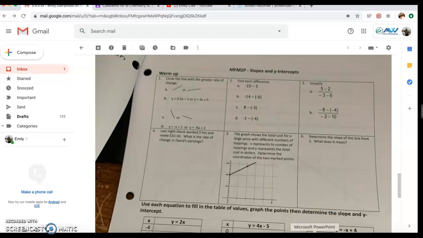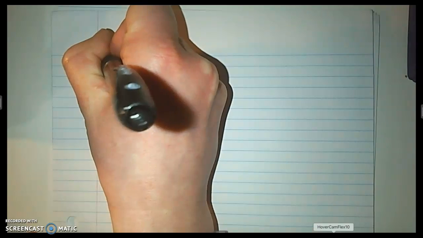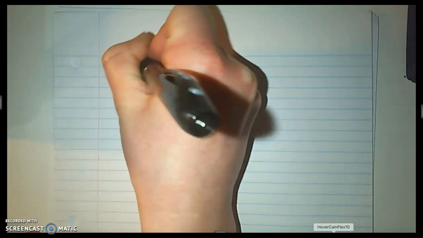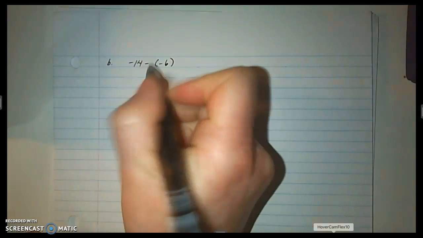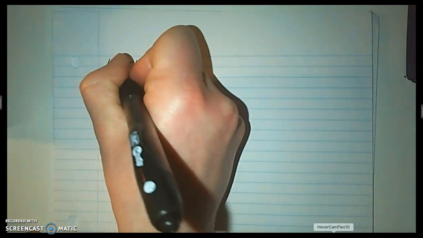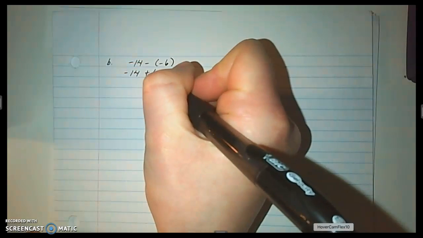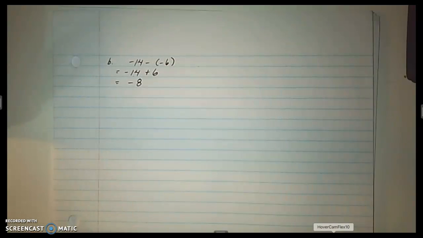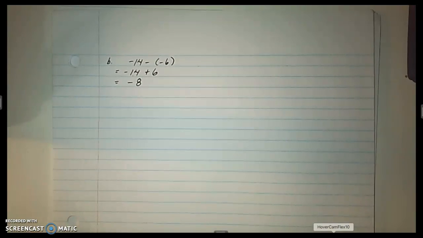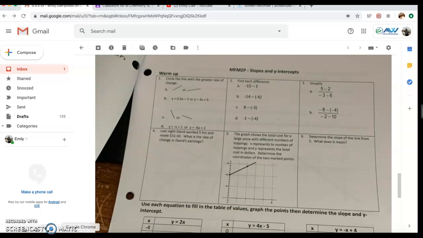I'll switch over to my line paper and I'll show you just one on the page. So there was one there, part B, that said -14 minus -6. Just remembering that when we're working with integers like this, when I subtract a negative number, it's the same as adding. So this actually ends up being -8. But that's the only place things would get tricky. Find the difference just means subtract.